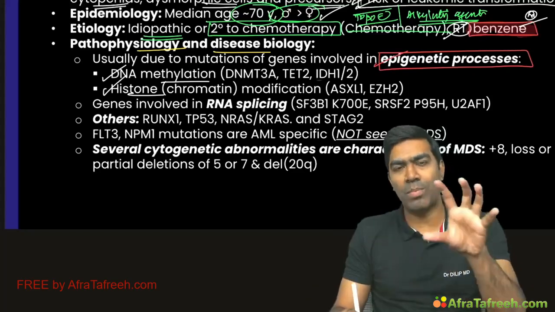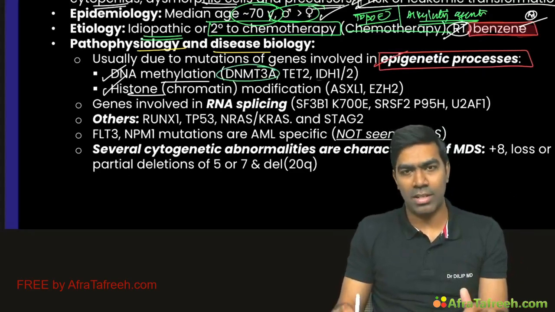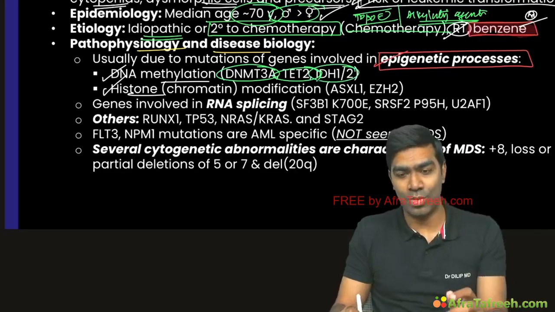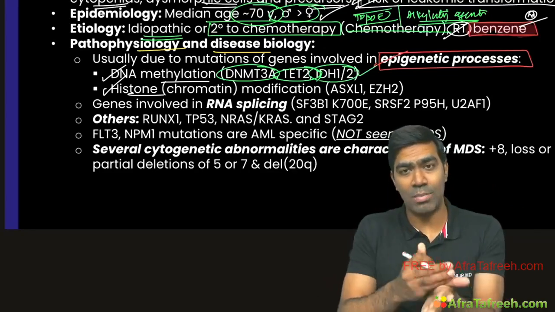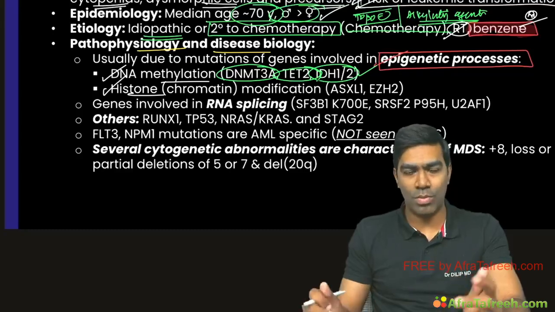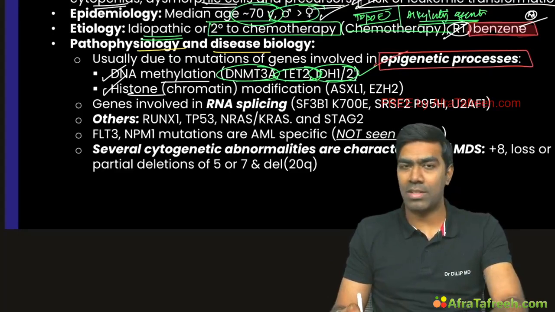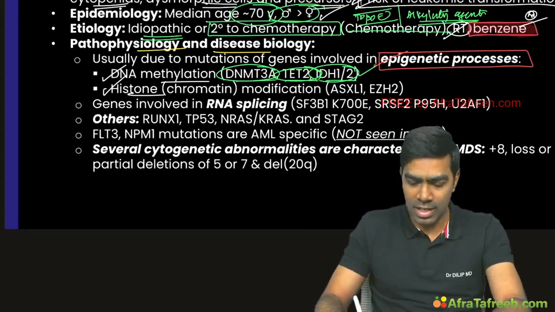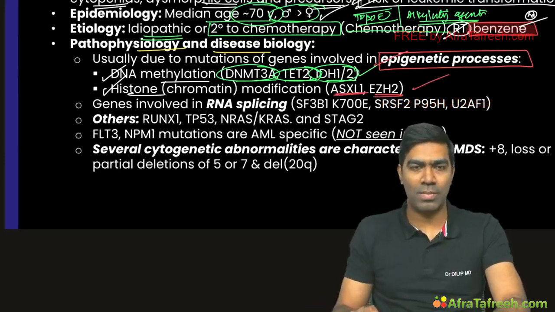There are some very important genes that are involved in this epigenetic process, like DNMT3A, TET2, and IDH1/2, isocitrate dehydrogenase 1 and 2. You'll be surprised to see this, because IDH is an enzyme of the Krebs cycle, but that is related to the epigenetic process. So that's true. We'll talk about that probably in the oncology section, not here. So these mutations can result in MDS, or certain genes that are involved in histone modification, like ASXL1, EZH2, can result in MDS as well.